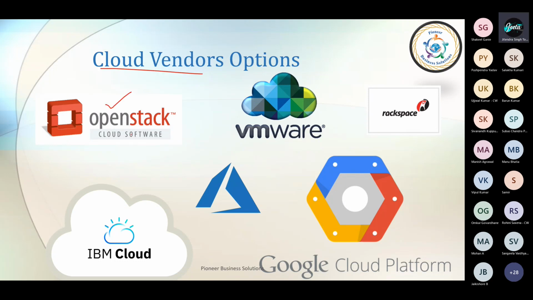Cloud vendors. So we have OpenStack available, we have IBM, we have VMware, we have Rackspace, we have Google Cloud. How can I miss AWS? AWS is not there. And then we have Azure over here. This is the Azure logo.